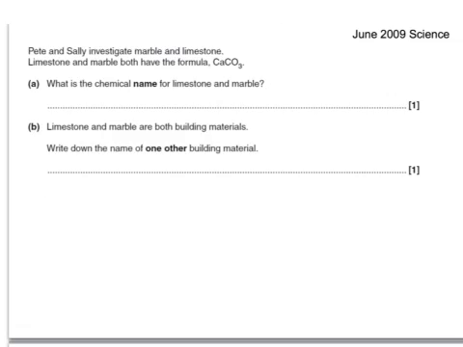Pete and Sally investigate marble and limestone. Limestone and marble both have the formula CaCO3. What's the chemical name for these two rocks? It's calcium carbonate. Limestone and marble are both building materials. Write down the name of one other building material. Let's say, for example, glass.